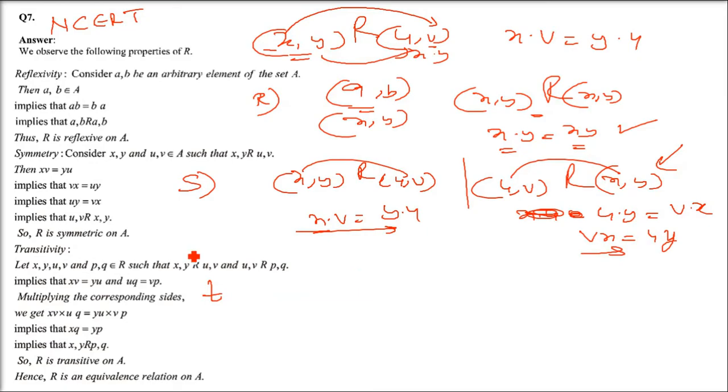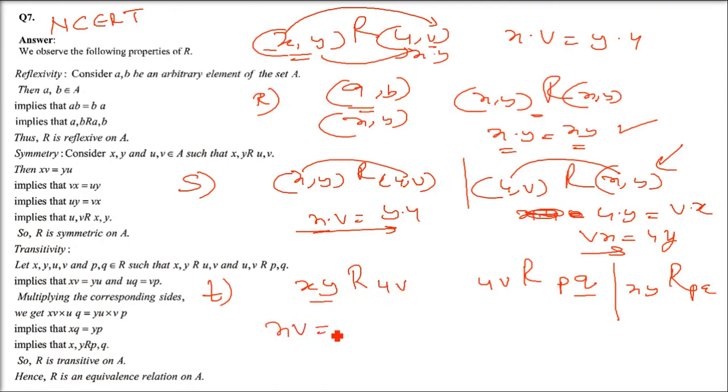Transitive, I am now taking three ordered pairs. So XY is related to UV, and say UV is related to say PQ. We need to find out whether XY is related to PQ. Then only we'll say that it is transitive. Right? Okay.